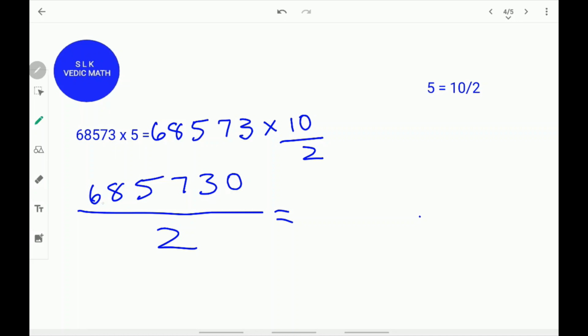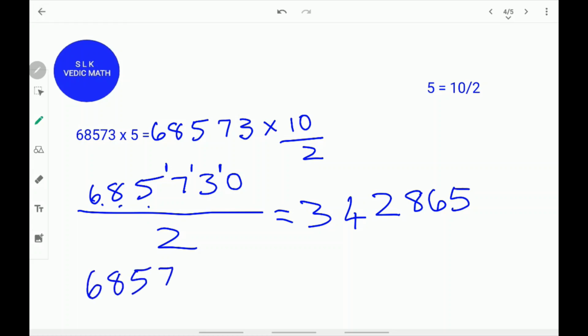So 3 times 2 is 6. 4 times 2 is 8. So the 2 times 2 is 4. So write down the 2 and carry the 1. Now it's 17. So 2 times 8 is 16. So write down the 8 and carry the 1. So now it's 13. So 2 times 6 is 12. So write down the 6 and carry the 1. So 2 times 5 is 10. So write down the 5. So 68573 times 5 is 3, 4, 2, 8, 6, 5.